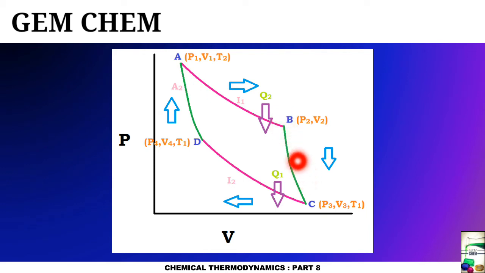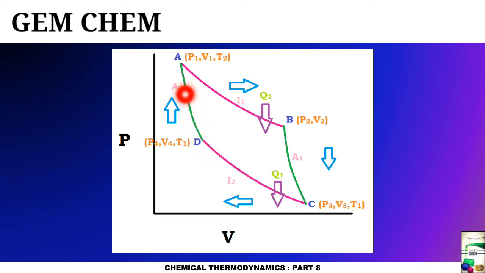Next is the adiabatic step, where we have the BC line, which is much steeper than the isothermal curve. Here we can see it going from P2, V2, and since there is an expansion, the volume is increasing whereas the pressure is decreasing. Now it will undergo compression. In compression, the pressure will increase, from P3 to P4, whereas the volume is decreasing from V3 to V4, and the temperature in this case remains constant.